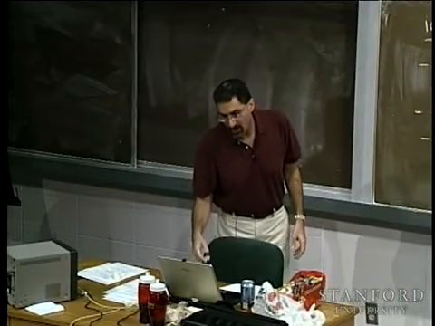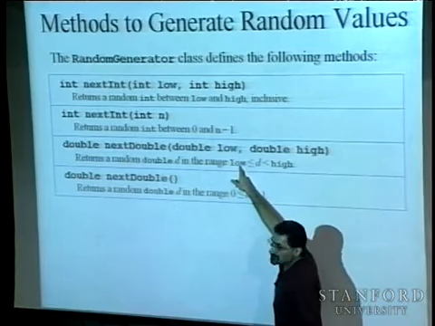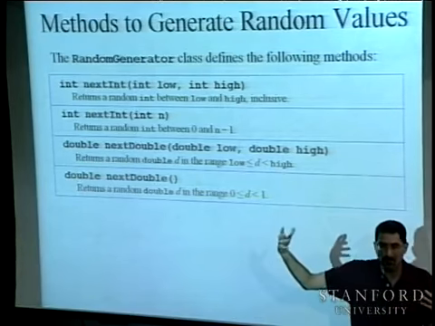Besides integers, sometimes you want doubles or real values. So similar sorts of thing. There's nextDouble, where you give it a range. And you get a value, strangely enough, greater than or equal to low, but strictly less than high. It's like an open interval kind of thing.